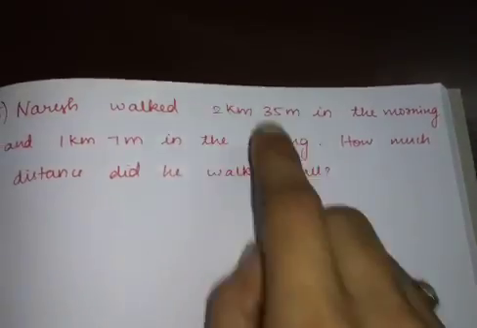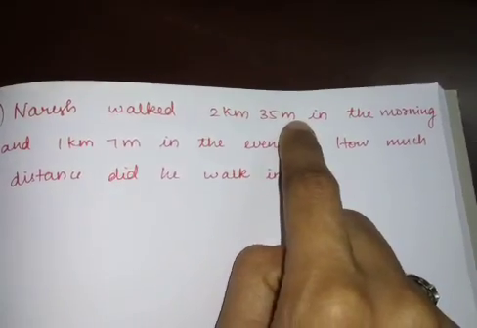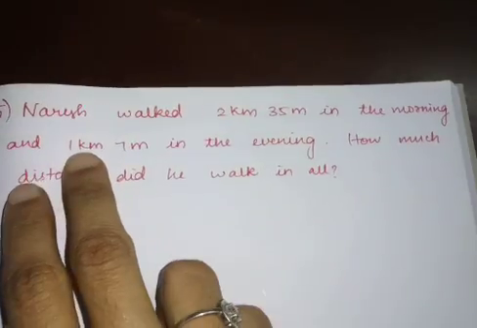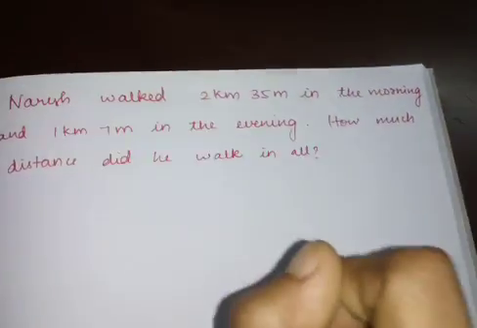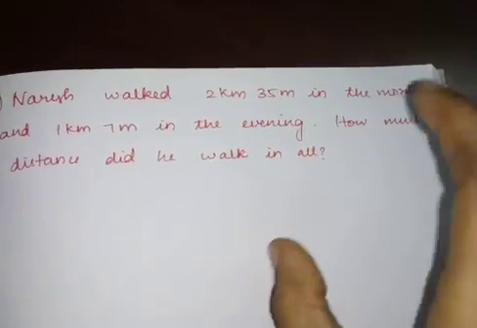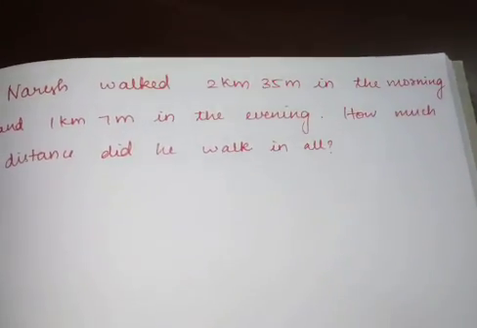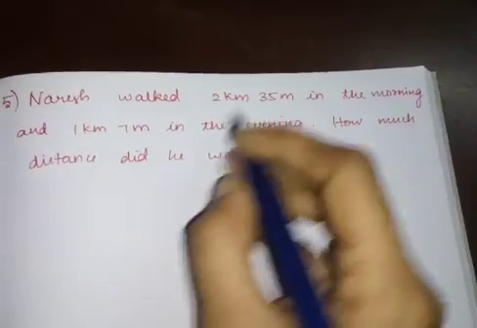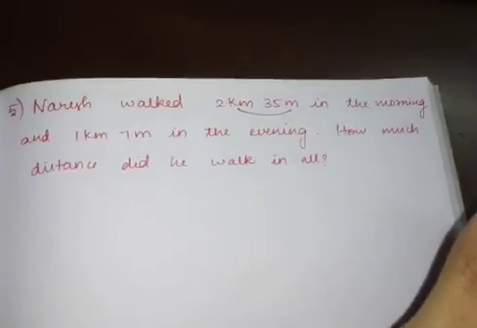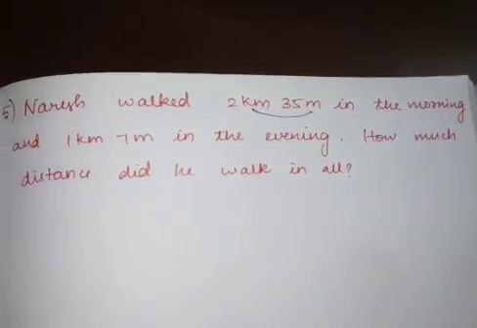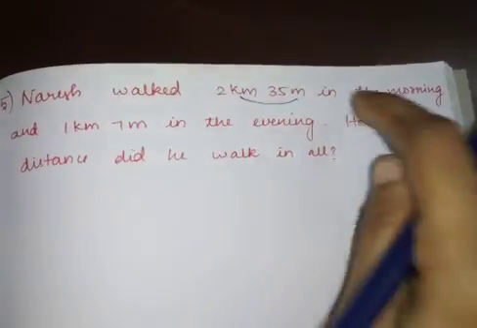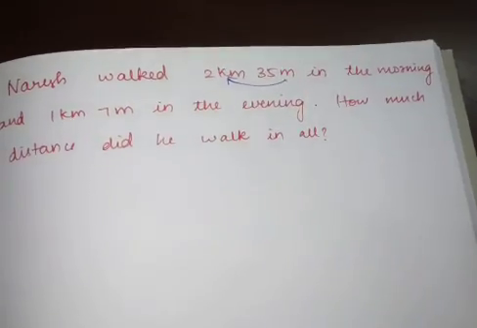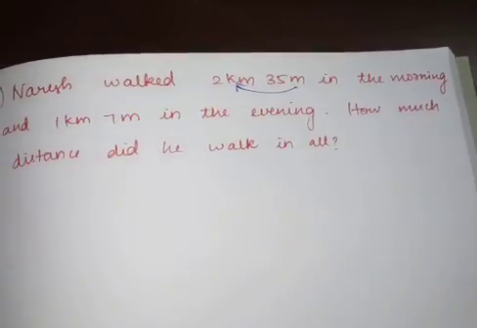So now this is 2 kilometer 35 meter, and here 1 kilometer 7 meter. Both are in different units. I told you, when you are adding something, both should be in a single unit. It should not be in different units. So I am converting either kilometer to meter or meter to kilometer, but I want to make them like a decimal number. So I have to convert meter to kilometer. The smallest unit is meter, and I have to convert the smallest unit to the greatest unit.